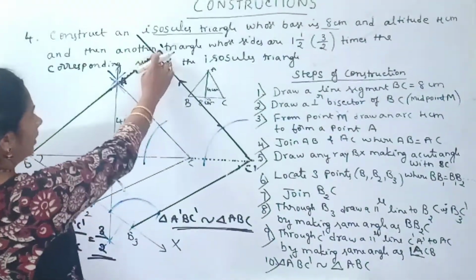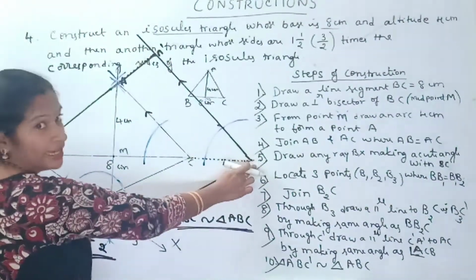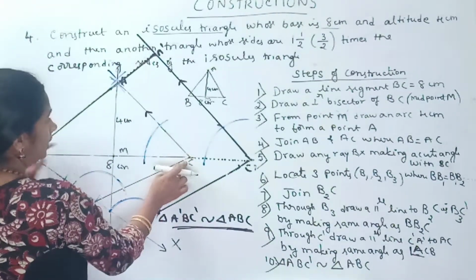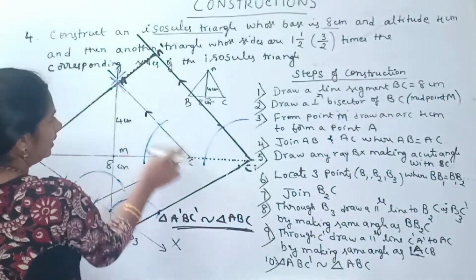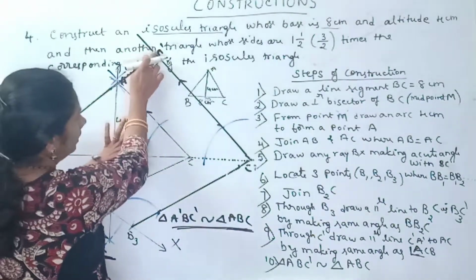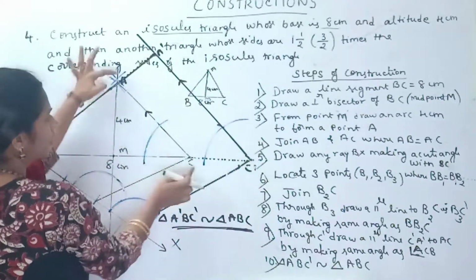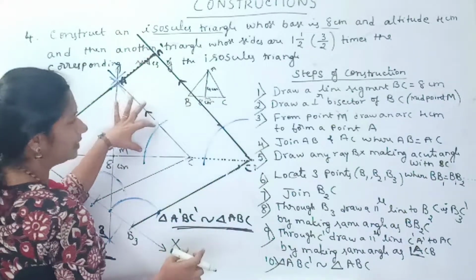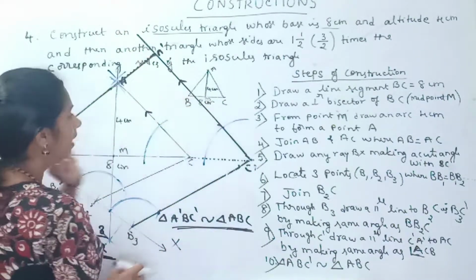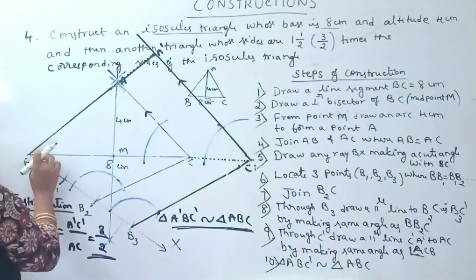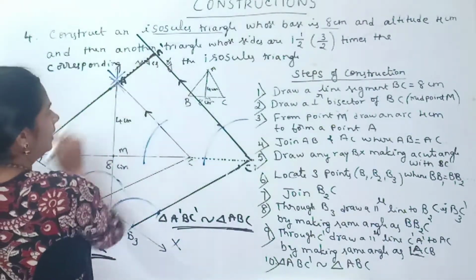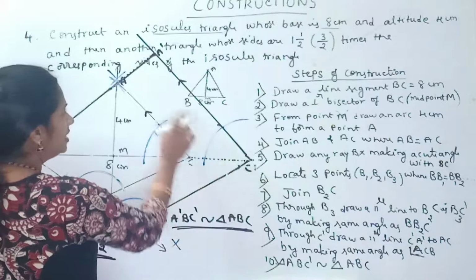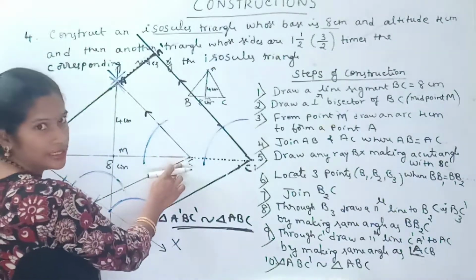How can we prove, children? Take triangle A dash B C dash and triangle ABC, two triangles. Angle ACB equal to angle A dash C dash B, because AC is parallel to A dash C dash. So these two angles are corresponding angles. And angle B equal to angle B, common angle. So you can write by AA similarity criteria, triangle A dash B C dash is similar to triangle ABC.